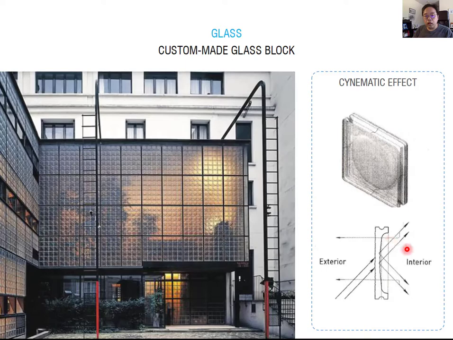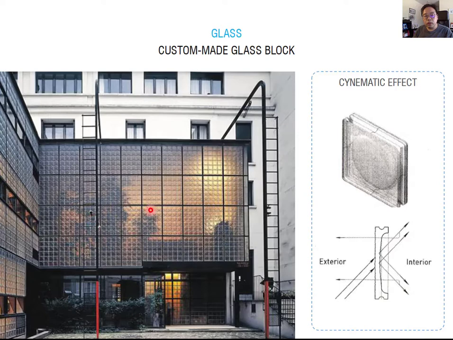So when you look at it from the outside, you see more blurred objects inside. But from the inside, you can still see the light passing through pretty clearly. Okay, so it can be called the cinematic effect. It means during winter, during nighttime, the light glows from the inside. In the daytime, you get more light from the outside to the inside. They want to make it a more mystic feeling. That's why they're using this type of glass, the cinematic effect, the custom-made glass block. So it means it is a more blurred-out object.